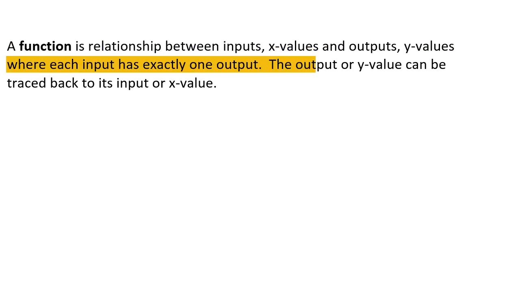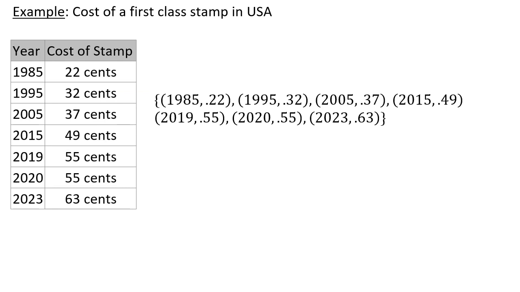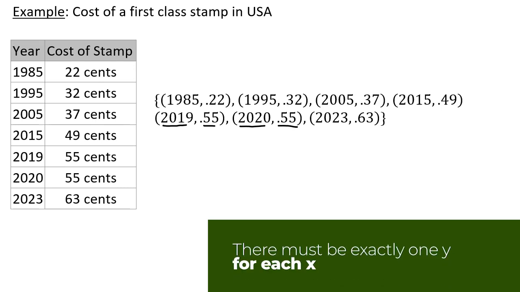exactly one output. The output, or the y value, can be traced back to its input, or x value. Let's consider our earlier example of the cost of a first-class stamp in the United States. This set of ordered pairs is a function. Now you might be saying, wait a minute, I got 2019, stamp is 55, and 2020, stamp is also 55. But that's okay. There must be exactly one y for each x. So this is a function.